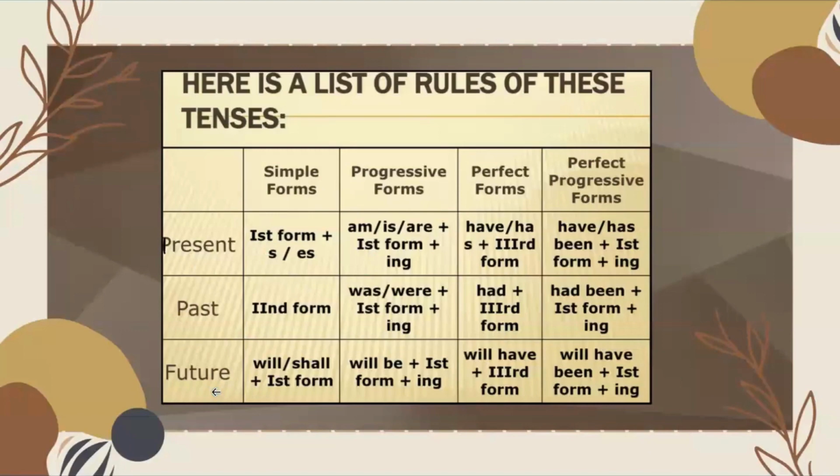In simple future form, we use the auxiliary will or shall plus the first form of verb. Whereas in future progressive forms, we use will be plus first form including ing. In future perfect forms, we use will have plus third form of verb. And for future perfect progressive forms, we use will have been plus the first form of verb including ing.